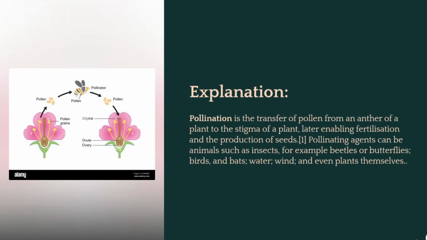Pollination is the transfer of pollen from an anther of the plant to the stigma of a plant, later enabling fertilization and the production of seeds. The pollinating agents can be animals such as insects, like for example beetles or butterflies, birds and bats, water, wind, and even the plants themselves.